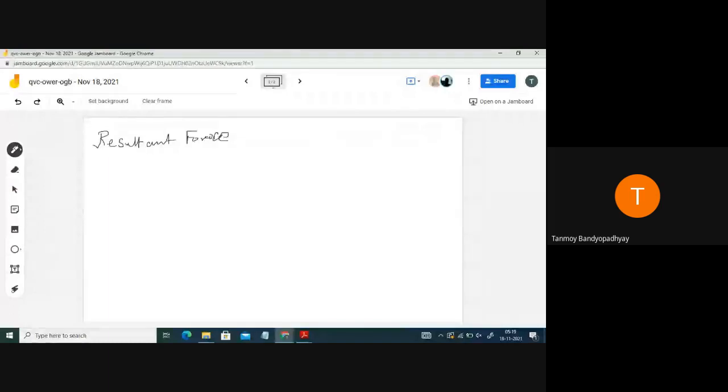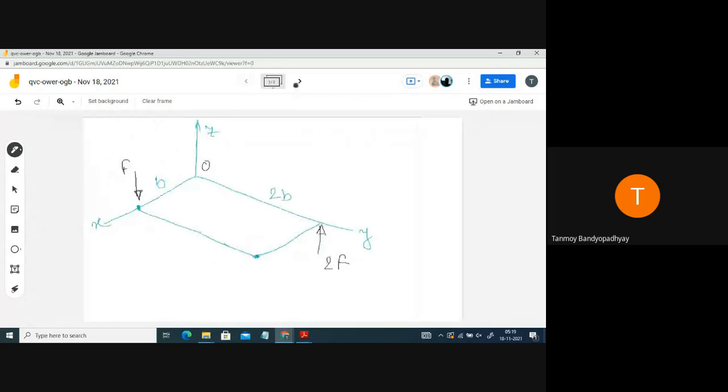So let's find out the resultant force for this one. Resultant force R vector should be equal to what? It should be equal to... we can do it right here.